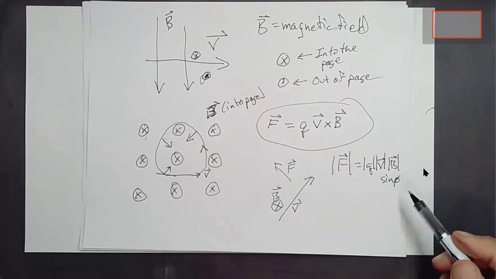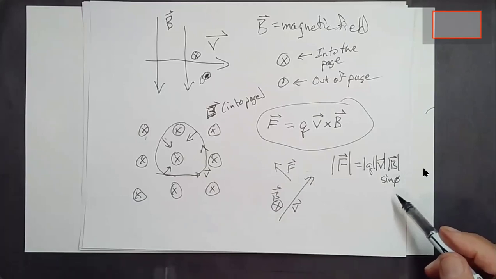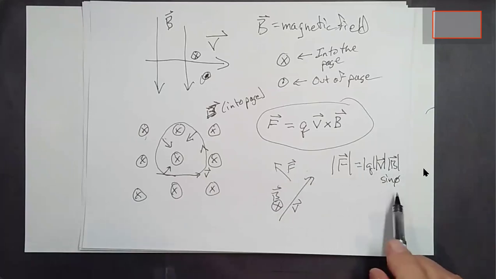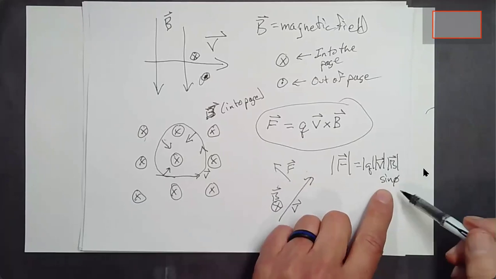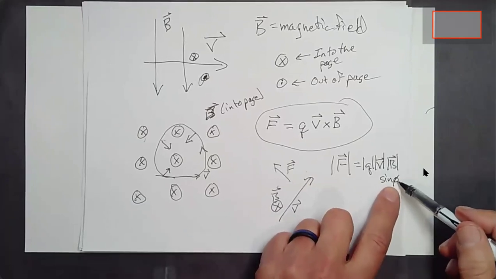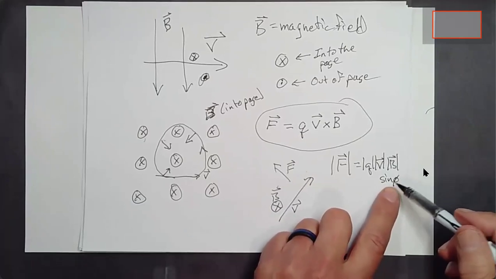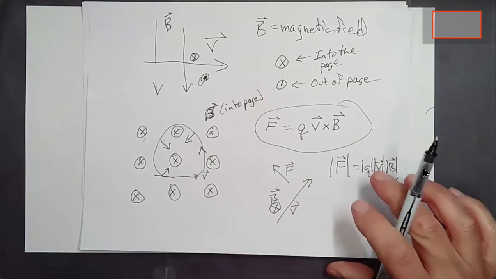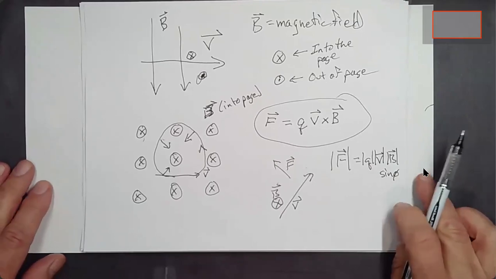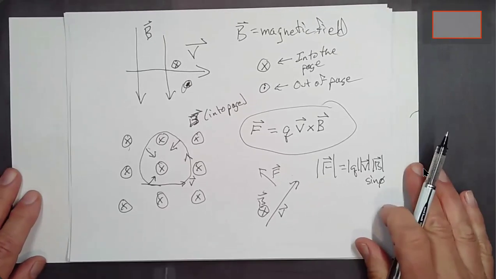And I seem to remember doing a little bit with this fall quarter, but not a whole lot. Anyway, that's the magnitude of the cross product. If V and B happen to be perpendicular, then phi is going to be 90 degrees, and the sine of 90 degrees is 1. So that's the easiest situation to imagine in this thing.